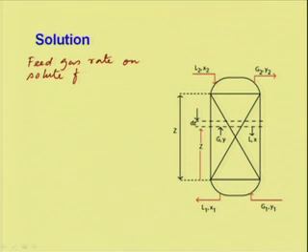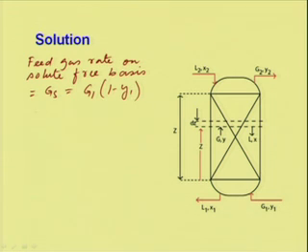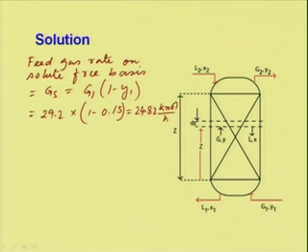Solute free basis is equal to Gs, which is equal to G1 into 1 minus Y1, which we can write as 29.2 into 1 minus 0.15. So, this will be 24.82 kmol per hour.